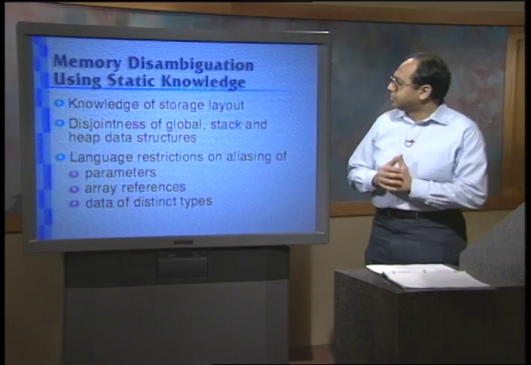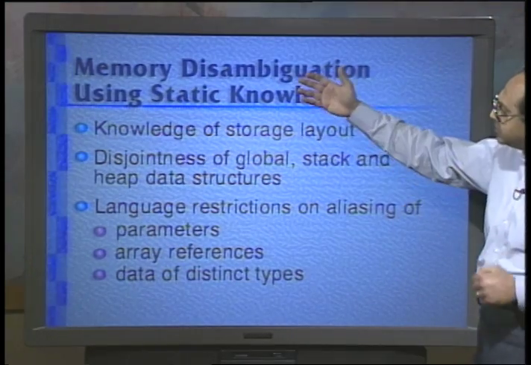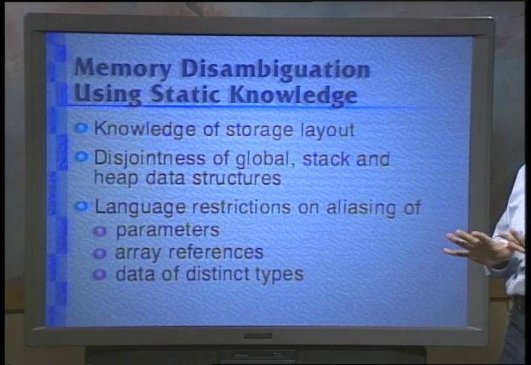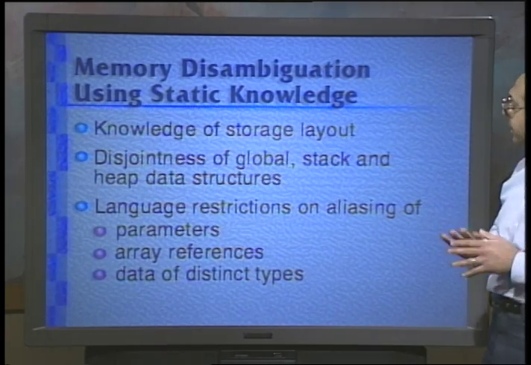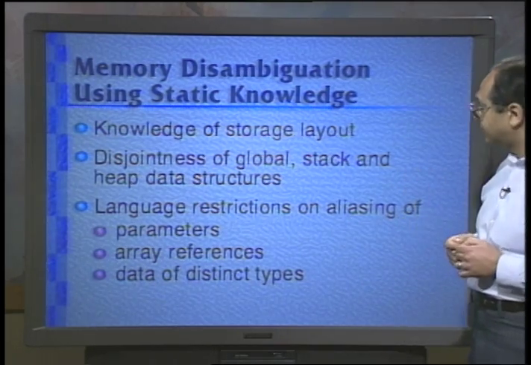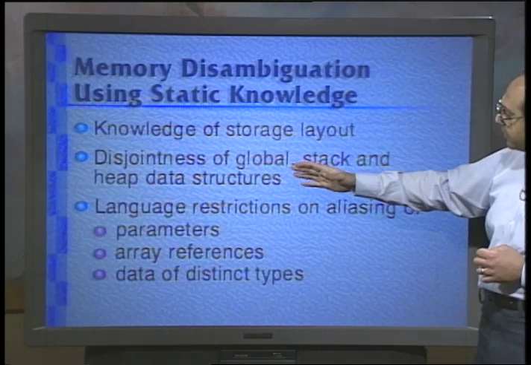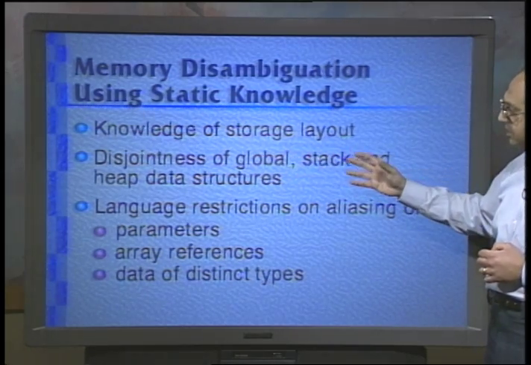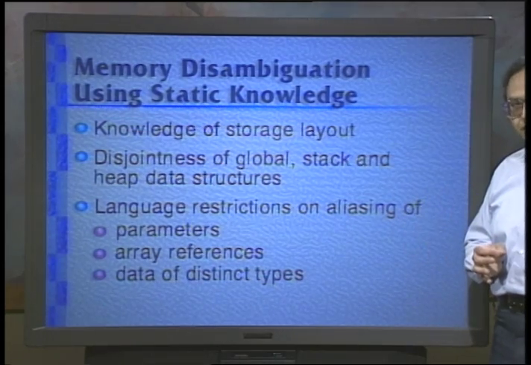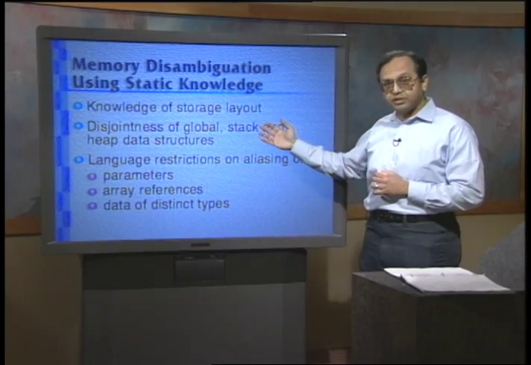There are two types of techniques that you can use to do this memory disambiguation. The first one is using static knowledge. For instance, if we know that two data structures are laid out in memory in such a way that they do not overlap, then we can say for sure that a reference to one data structure cannot be to the same address as a reference to the other data structure. Likewise, data structures that are allocated globally, on the stack, or on the heap are in disjoint areas of memory. And again, a reference to a data structure on one cannot possibly alias with a reference to a data structure on one of the other ones.